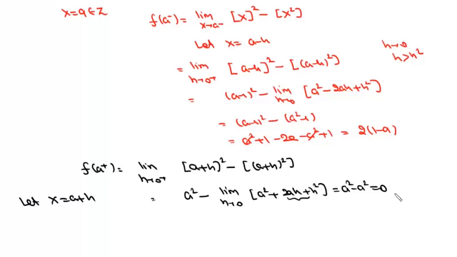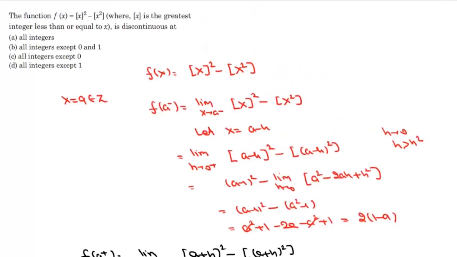So for any integer, f(a negative) will be 2 into (1 minus a), and f(a positive) will be 0. And f(a) will also be 0. Now clearly they are equal if 2 into (1 minus a) is equal to 0, that is, if a is equal to 1. So if a is 1, then it is continuous. And if a is unequal to 1, that means at all other integer points, it will be discontinuous. So the answer to this question is, it is discontinuous at all integers except 1, and that's your option D.